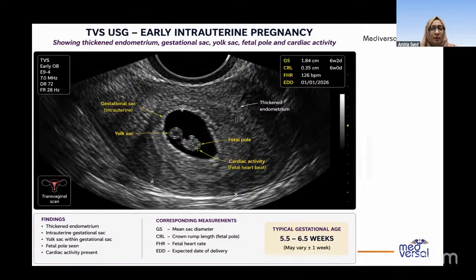So for ease of remembrance, just know that first trimester ultrasound has an accuracy of plus or minus 1 week. Second trimester, plus or minus 2 weeks. Third trimester accuracy of dating the pregnancy is plus or minus 3 weeks.